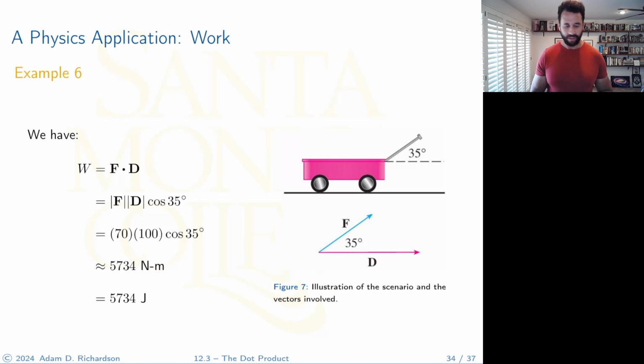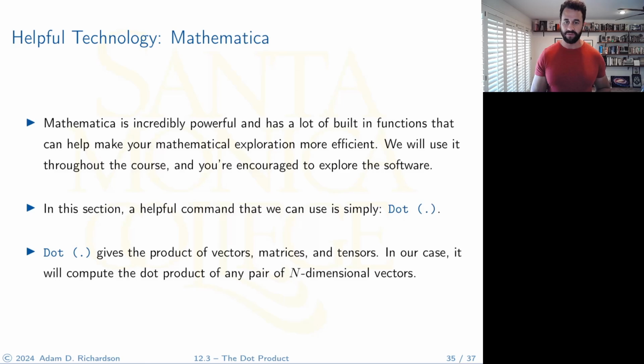And that's the idea. I had said this was the last bit, that there is one last little bit at the end, which is helpful technology, which is Mathematica. I've kind of said this a couple times already. It's incredibly powerful. It's got a lot of built-in functions that can make our life easier, more efficient. We're going to use it throughout the course. In this section, a helpful command is simply dot, and by dot, I mean a period.